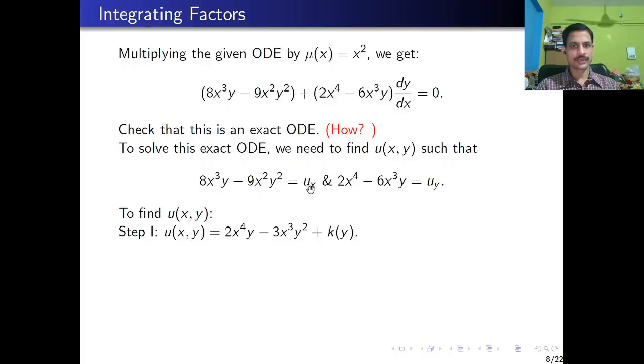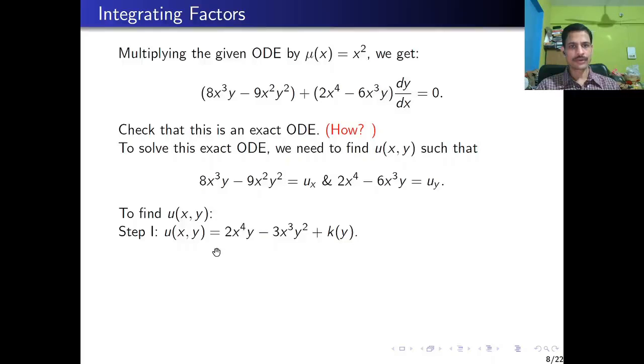So we integrate ux. That means we have to integrate this term that is appearing here. On integration, clearly we get 2 times x raised to 4y, integrate with respect to x. And then this term, when you integrate, this x square will become x cube divided by 3. So this will become 3x cube y square, and there will be a constant appearing, but the constant will depend on y, because we have integrated only with respect to x, this partial derivative. So we have this uxy to be equal to this term plus ky.